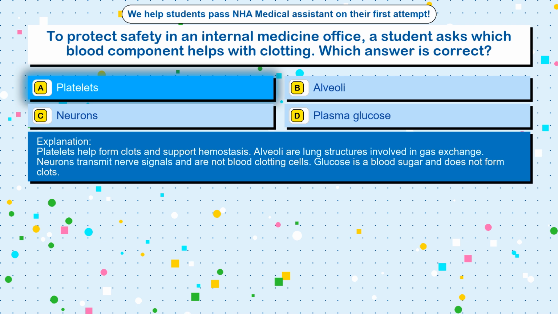Platelets help form clots and support hemostasis. Alveoli are lung structures involved in gas exchange. Neurons transmit nerve signals and are not blood clotting cells. Glucose is a blood sugar and does not form clots.